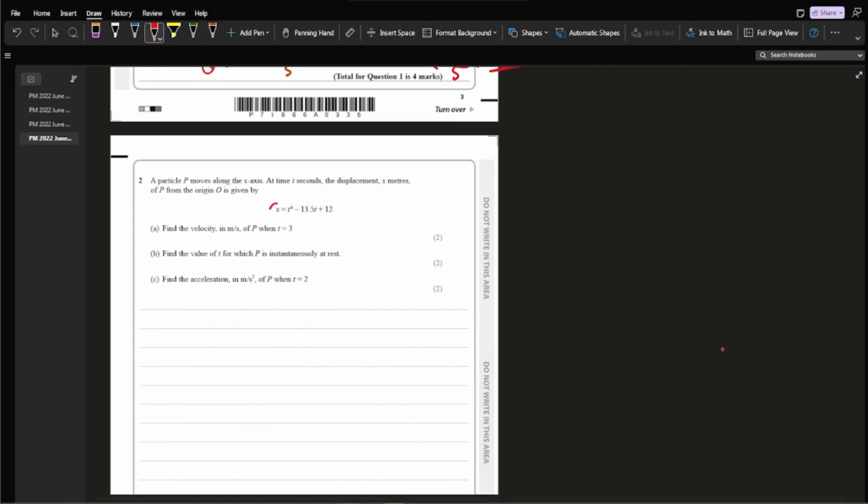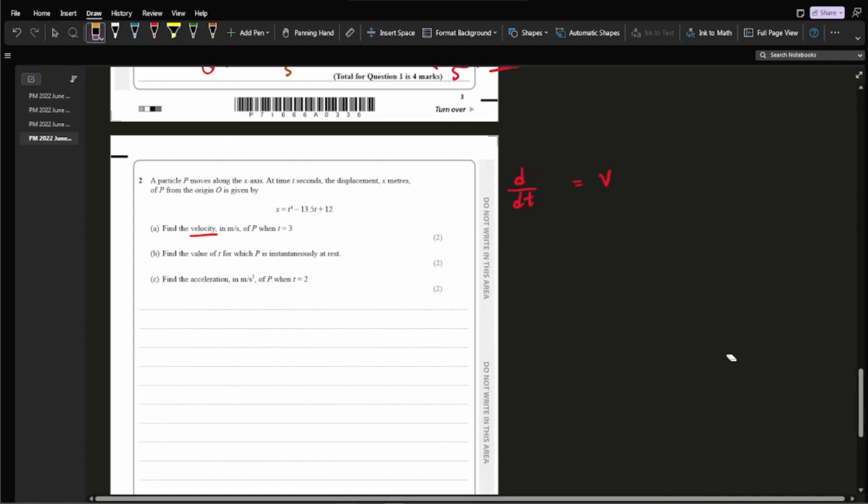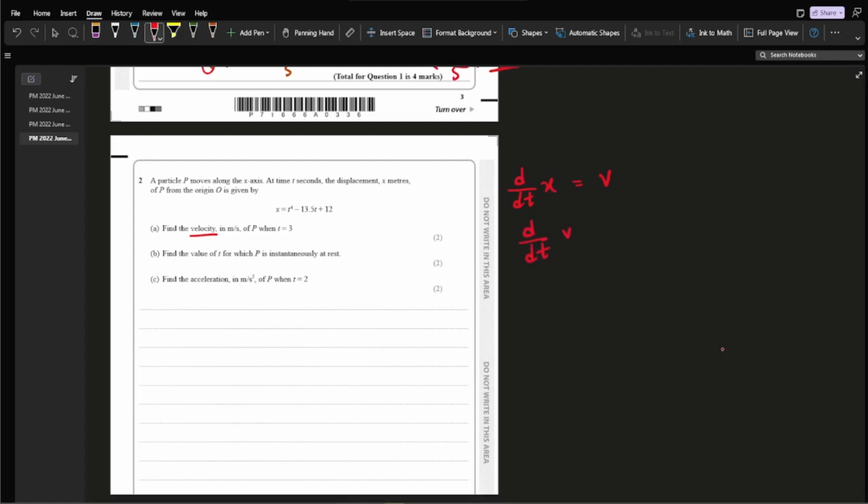Now what is given here? x. What is x? It is displacement. Okay, it is a function of t. Function of t meaning if we plug in the value of t, we will get displacement, and we have to find velocity. So we know if we differentiate displacement in terms of time, we get velocity. Writing the x here and here are the same thing. And if we differentiate velocity in terms of time, we get acceleration.